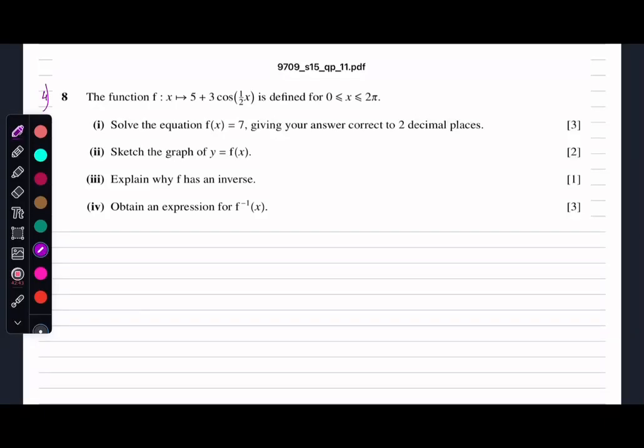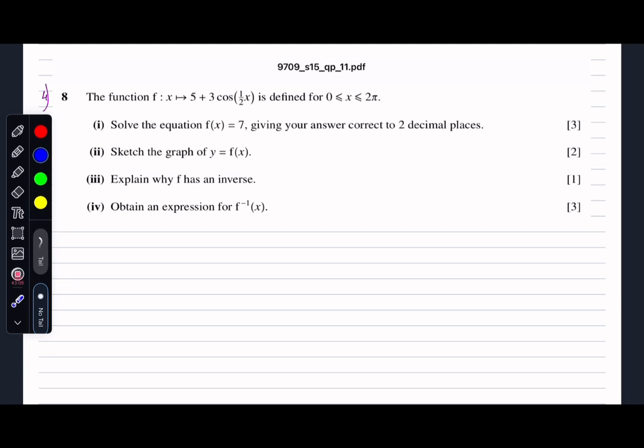The next question that we have is from summer 2015, paper 1 variant 1, and it's question number 8 in the paper. It says that the function f(x) = 5 + 3 cos(1/2 x), and it is defined for 0 degrees ≤ x ≤ 2π. Part 1 says solve the equation f(x) = 7, giving your answer correct to 2 decimal places.